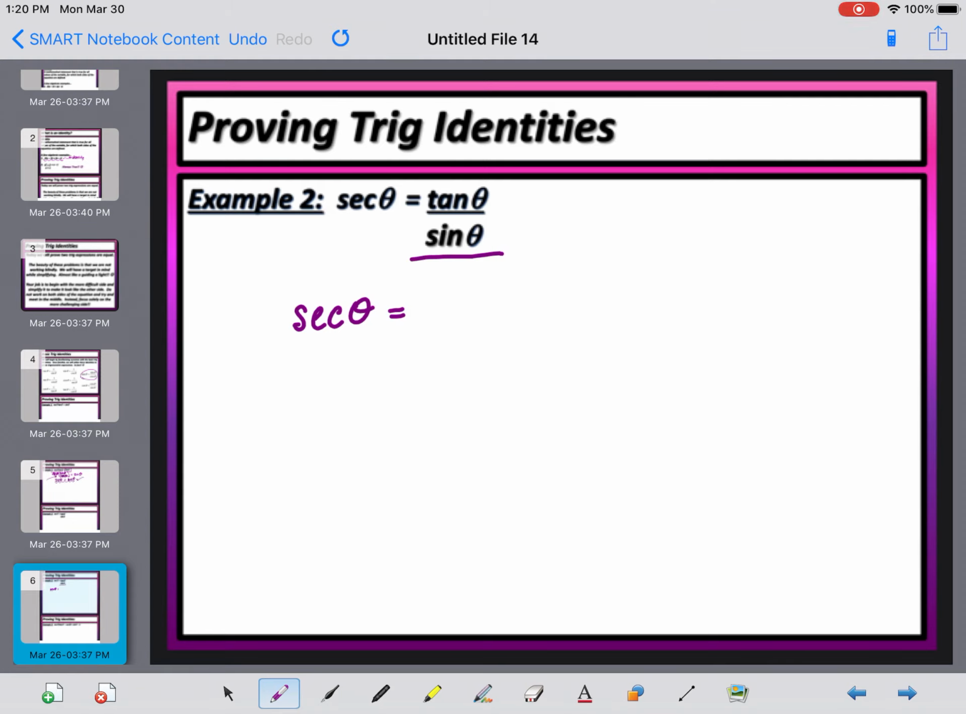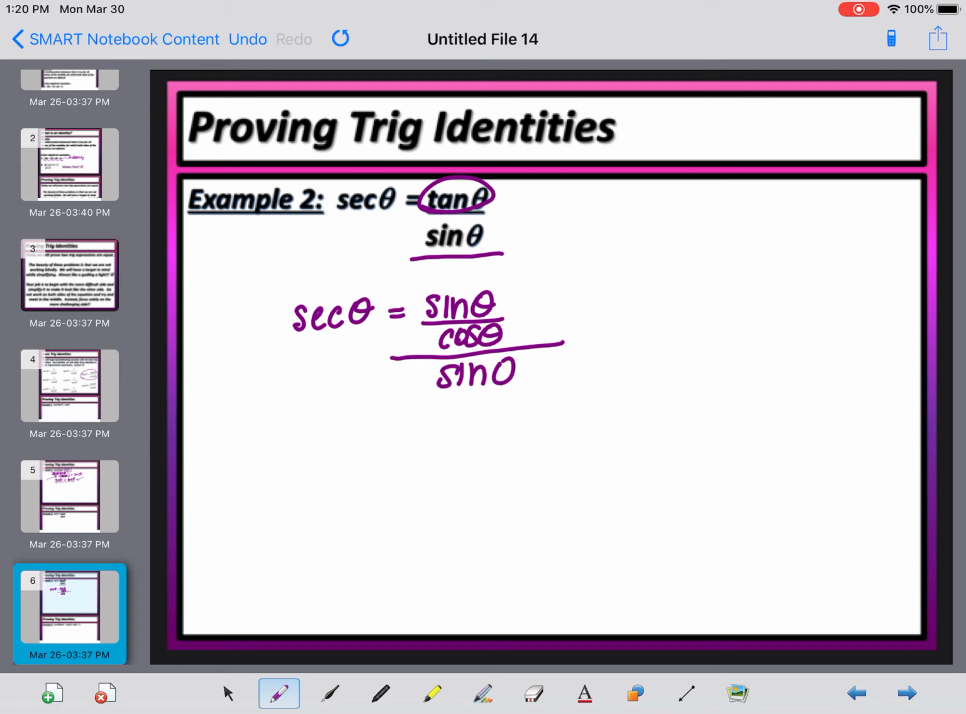The method that I like to go with, and this is not by any means a scientific method, is to turn everything into terms of sine and cosine as much as I possibly can, because those are the most common, and they can be used across all of the trig functions. So I'm going to take this tangent and change that to a sine over cosine.